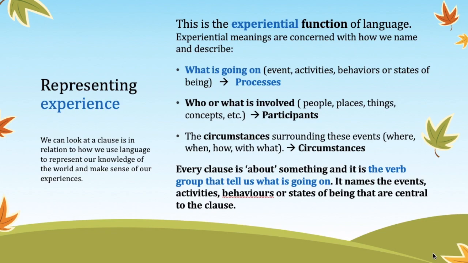Every clause is about something, and it is the verb group that tells us what is going on. It names the events, activities, behaviors, or states of being that are central to the clause. This is an example of a text consisting of some clauses. We will see how they represent experience. The verb groups are highlighted. And you can see, they tell us not only about what the writer has done, but what she has seen, and how she felt about some of her experiences.